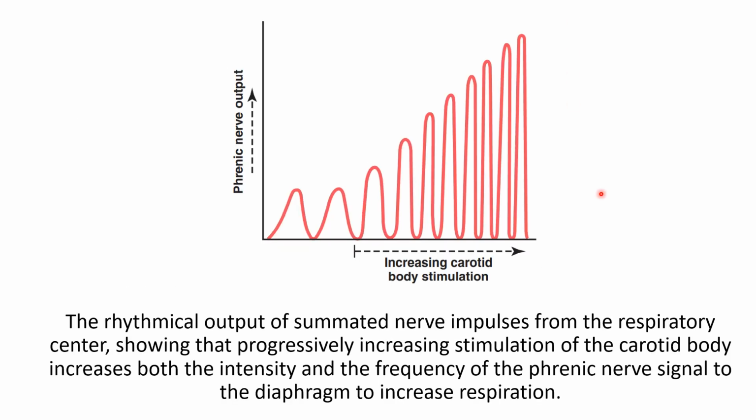This is an example of continuous signaling by the respiratory center in the brain stem. It's discharging continuously, but the strength, the frequency of stimulation, and the intensity of stimulation is different with the activation of the phrenic nerve, or stimulation of the carotid body.